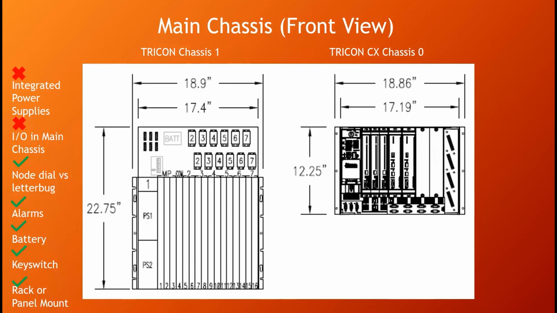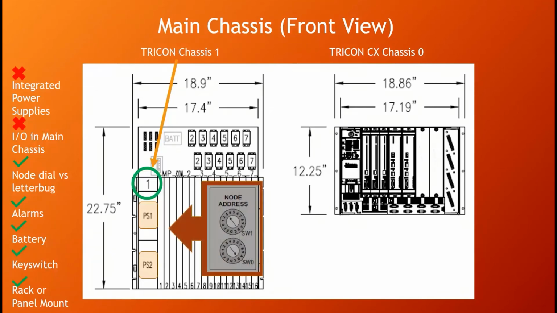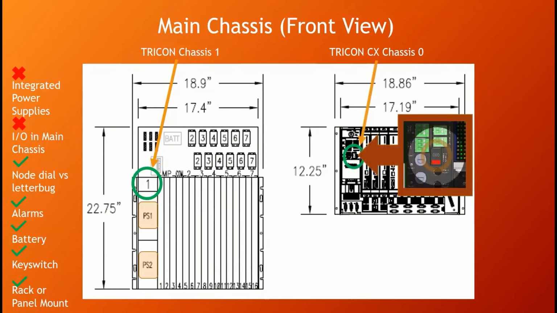So looking into a little bit more detail for the main chassis, the Tricon actually has integrated power supplies, whereas the Tricon CX does not. The Tricon main chassis will start at chassis 1, and the node address can be set using the dials on the main processor, whereas the Tricon CX starts at chassis 0 and has a letter bug that sets the chassis number, or the node number.